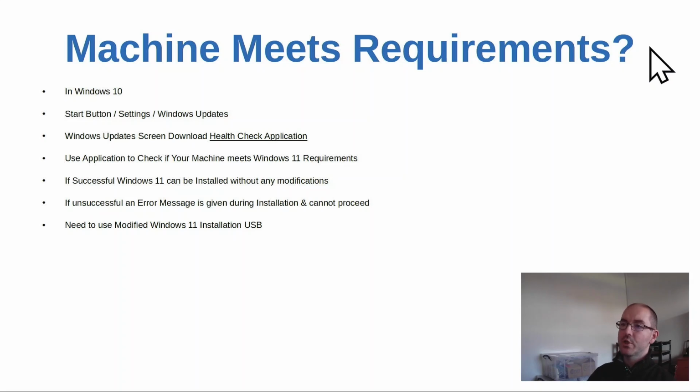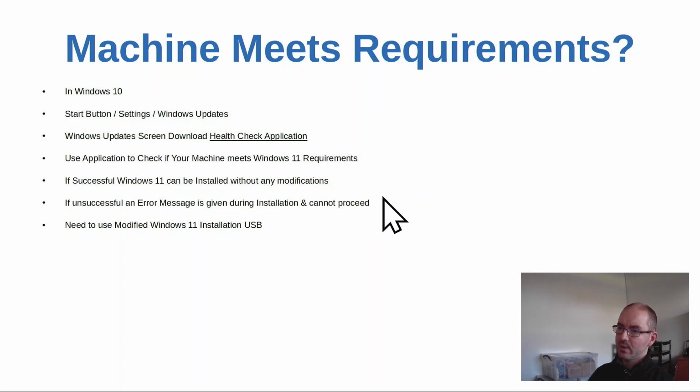So, does your machine meet the requirements for Windows 11? I'm going to show you how to check. In Windows 10, you have to go to Windows Updates. Then you'll download a health check application. You use the health check application to check to see if your Windows 10 machine meets the Windows 11 requirements. If successful, Windows 11 can be installed without modifications.